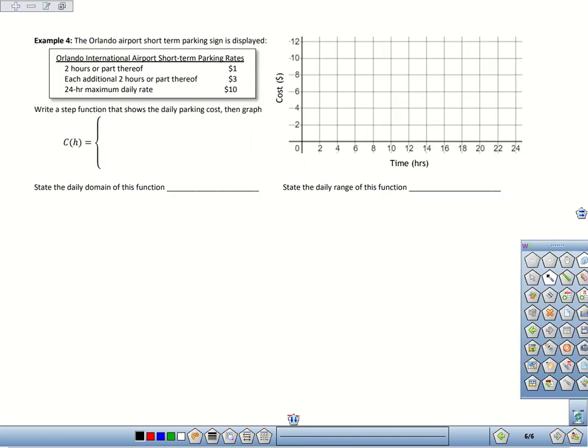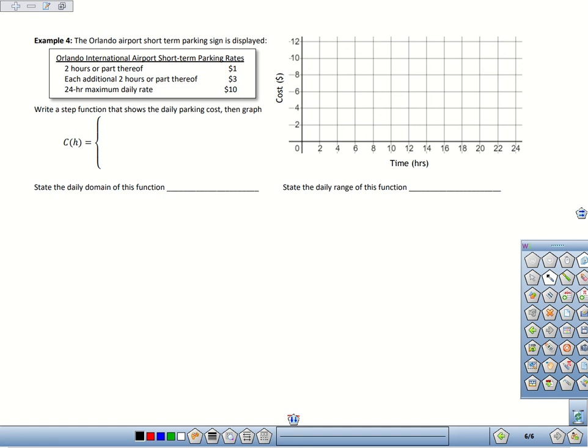Alright, so now we're going to do a word problem. This one's a little weird. We're going to talk about it though. It says here, Orlando Airport short-term parking sign is displayed. It says if you park for 2 hours or part thereof, weird way to say it, but basically 2 hours or less, it's $1. After that, each additional 2 hours is $3 more. And then, if you hit the maximum, which is 24 hours, you're paying $10 max.